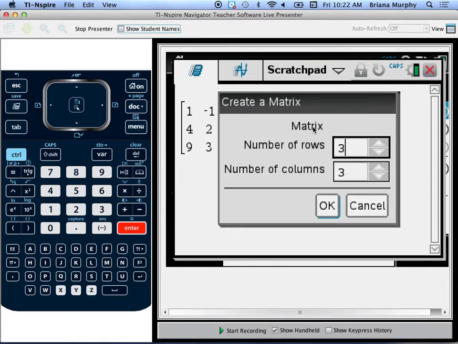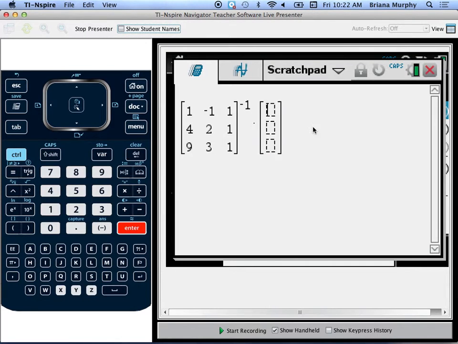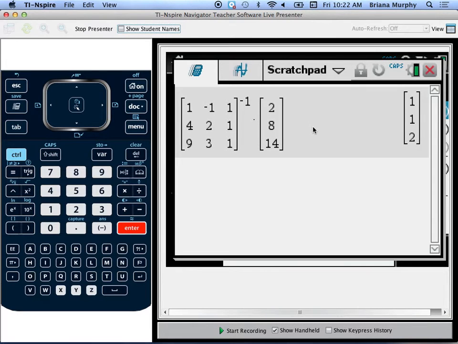And I'm going to have 3 rows but only 1 column. And I'm going to put 1, 1, and 2. Oh, that's not what I'm going to put. Those aren't the right answers, guys. 2, 8, and 14. And then what do I do? 1, 1, 2. Okay, double check your matrices. If it's slightly off, it messes it up.